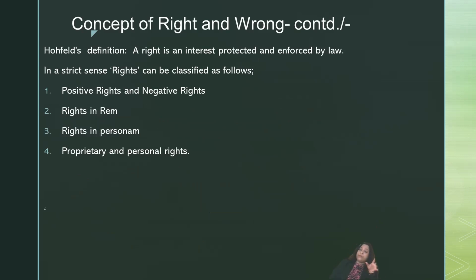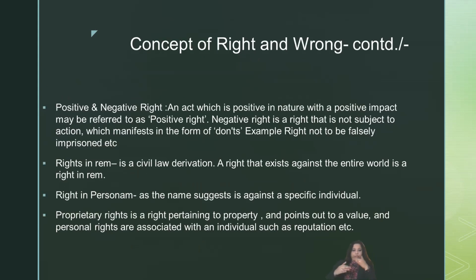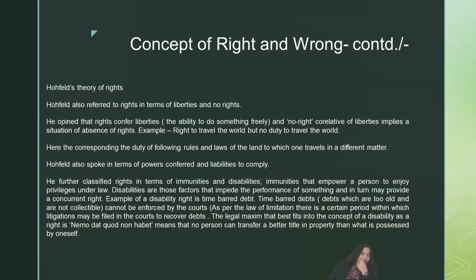Then we spoke about different types of rights: positive and negative rights, rights in rem, rights in personam, and proprietary rights. We reached up to proprietary rights, pertaining to property. We finished this as well. Proprietary rights point to value, and personal rights are associated with individuals, such as reputation. For example, the right not to be defamed, or the right not to be inflicted with the harm and injury of defamation. Every person is entitled to a good reputation, and anyone who harms the reputation of a person is entitled to claim compensation under the law of tort.